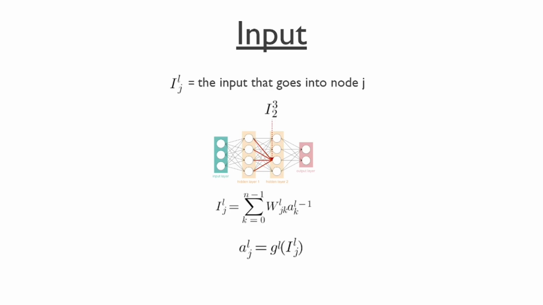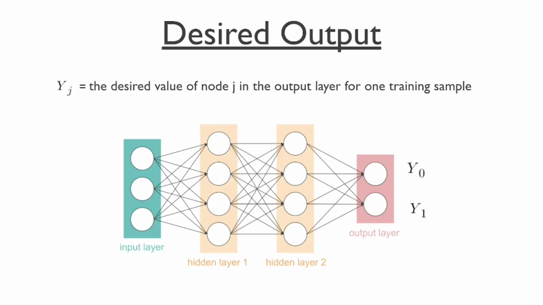The activation output of a node is by definition the output of the activation function used on that node. This means that we can express the activation output of node j in layer l as equal to g of layer l with the input I of node j in layer l. We also want to describe the desired output for our model for a single training example. Recall that we said the model displays predictions in the output layer. To describe the desired output for node j in the output layer, we will use y with the subscript j. For example, if the desired output for node 1 in the output layer is 1, for a given training example, we'll say y sub 1 is equal to 1.